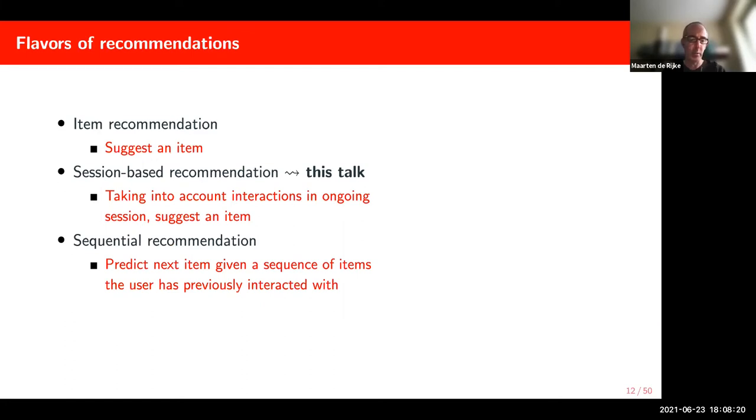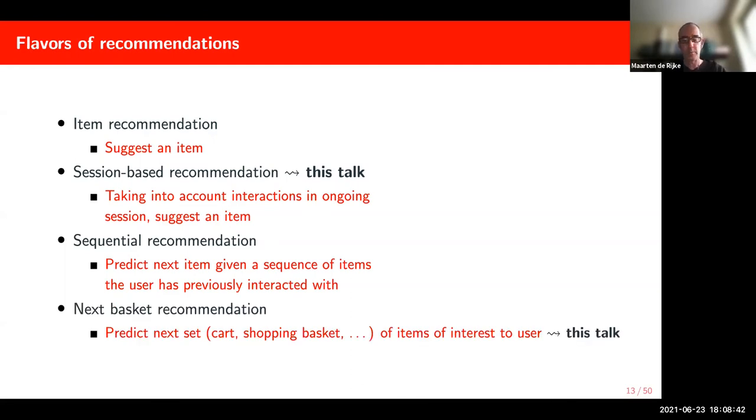In sequential recommendation, we might be looking not just at the current session, but also at historical sessions. And often the challenge there is to somehow balance recent interest with long-term interest and how the two play off. And in next basket recommendation, we actually have a mixture of all of the above, where it's not individual items so much that we'd like to show to users, but sets of items that somehow go together. That could be a simple set, it could be a cart, it could be a shopping basket, it could be maybe a playlist, so it could have lots of additional structure as well.